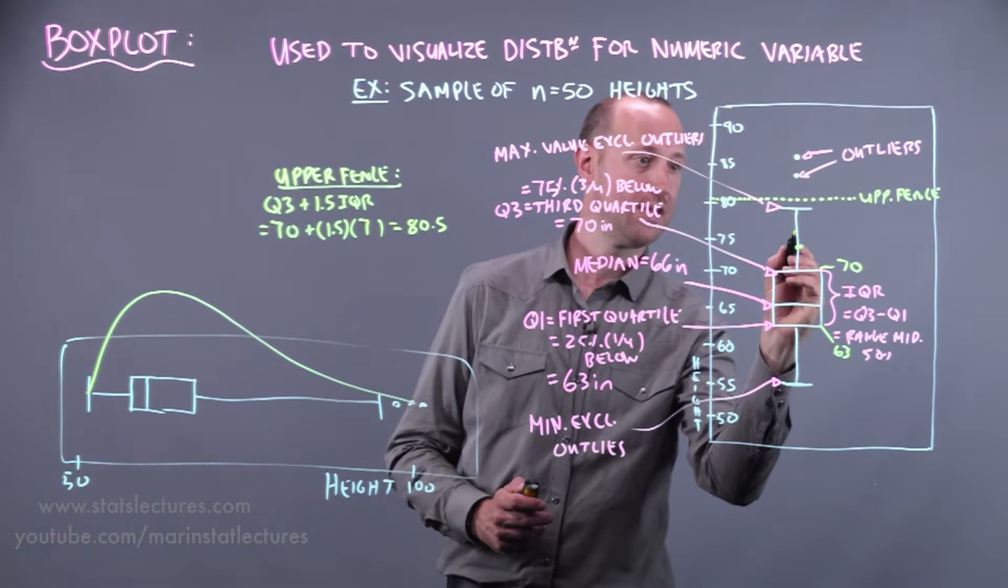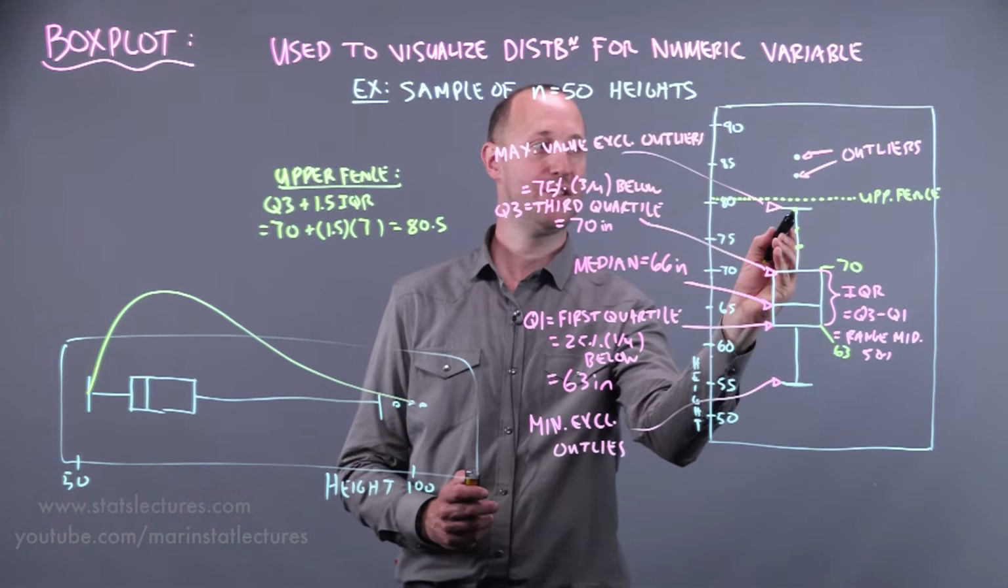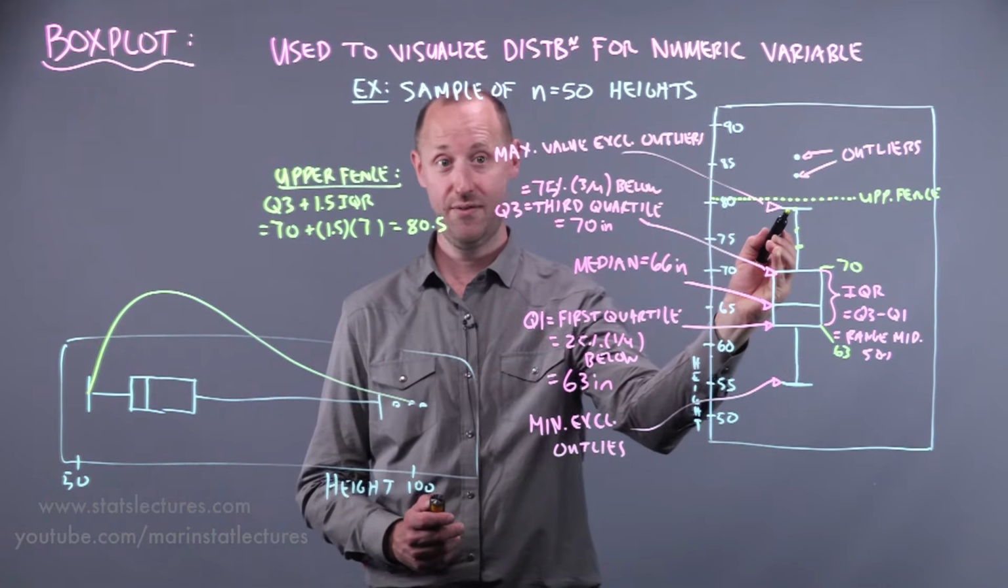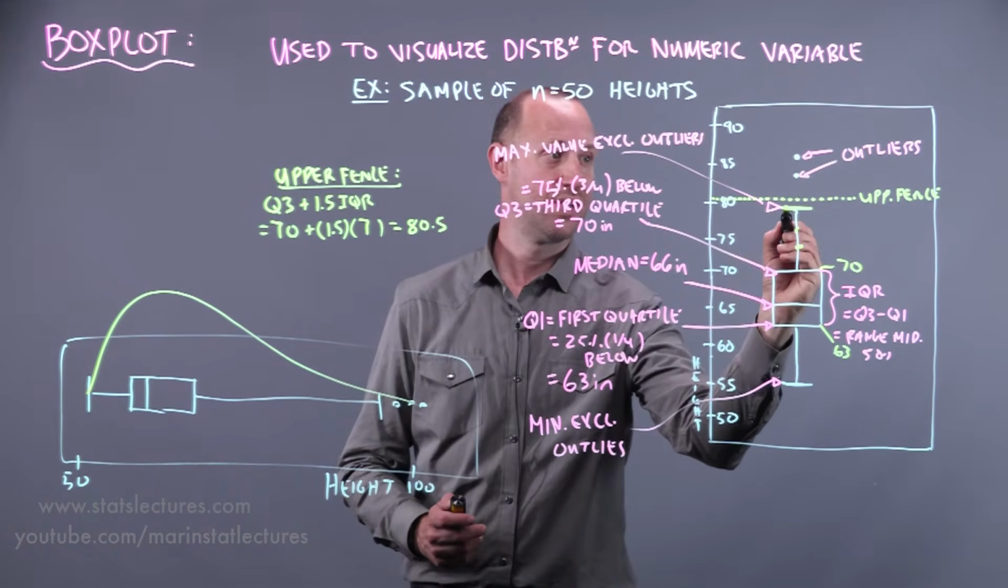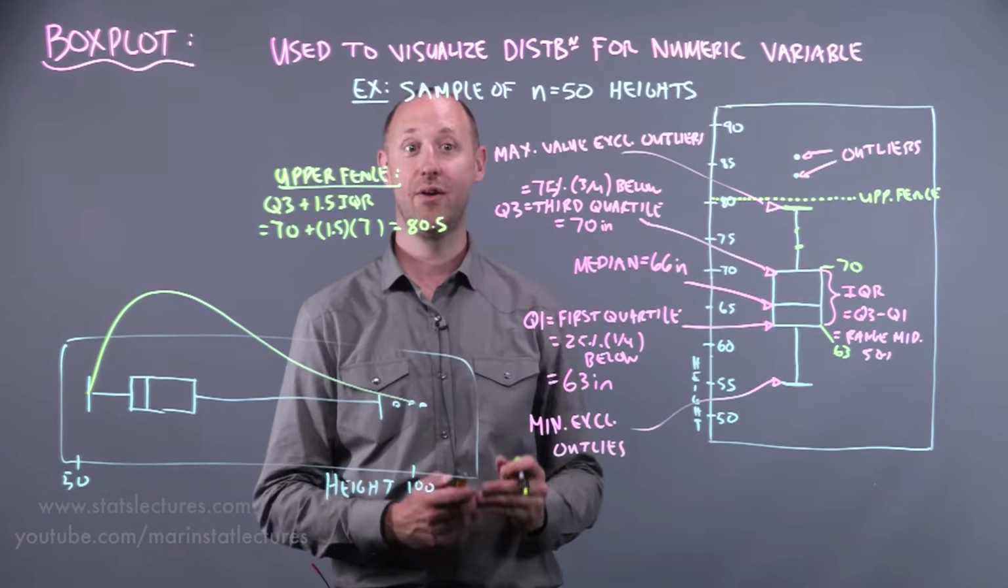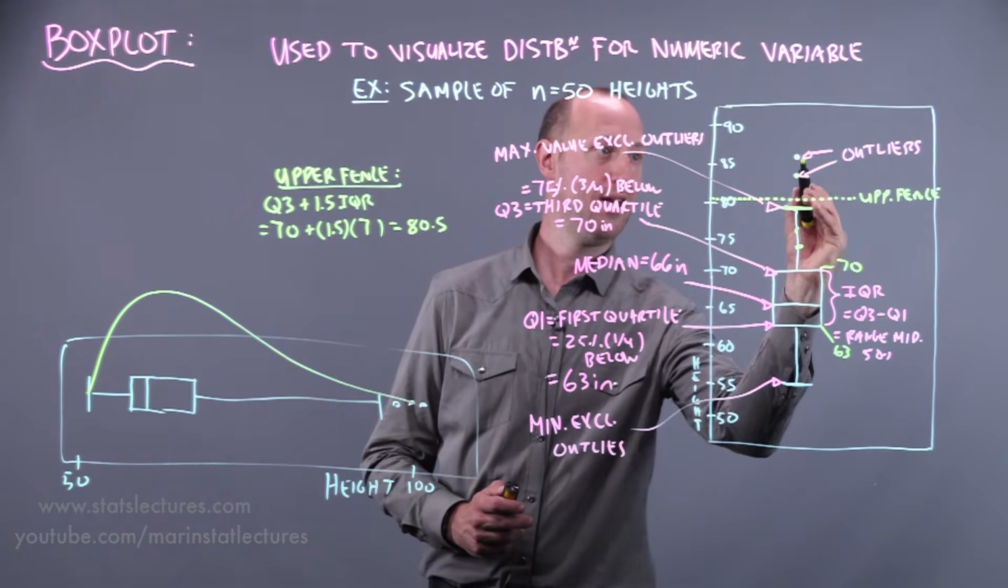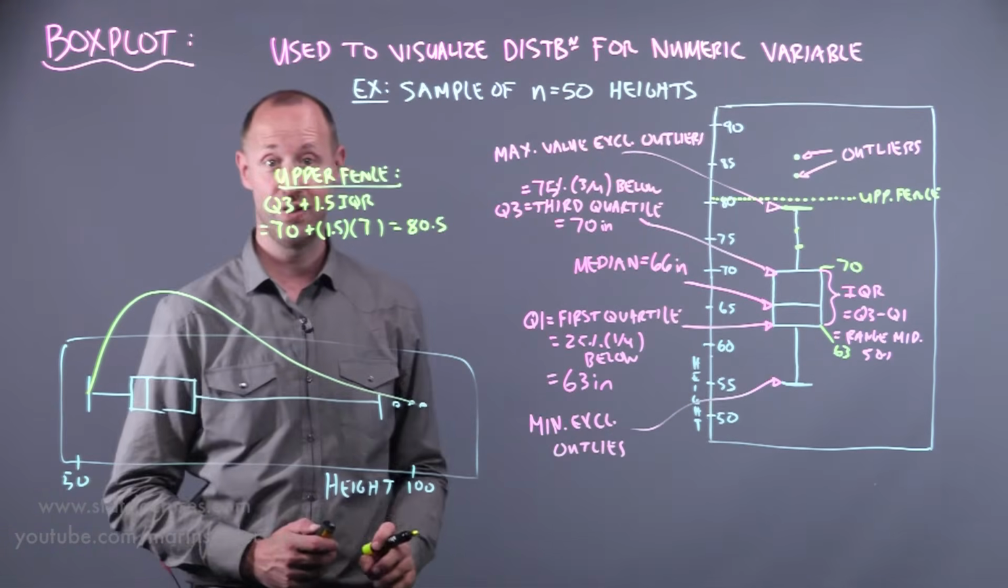Suppose we had values sitting here, here, and here. This is the largest value that's within the fence, not an outlier. So the tick gets drawn in there. That's the maximum value excluding outliers. And then any outliers get drawn in as individual points.